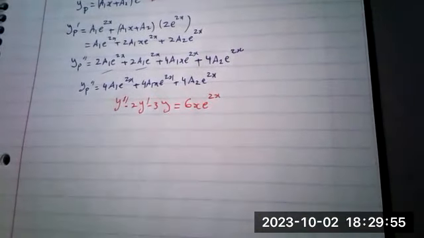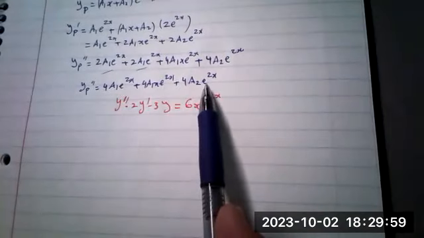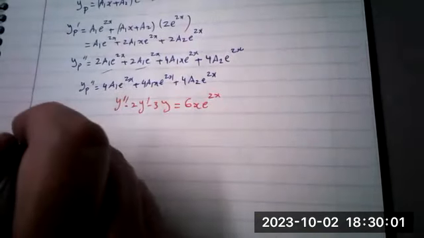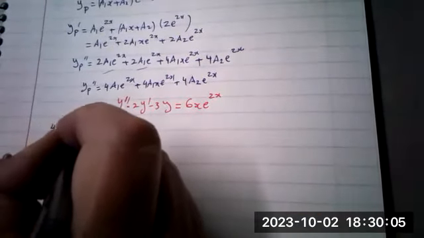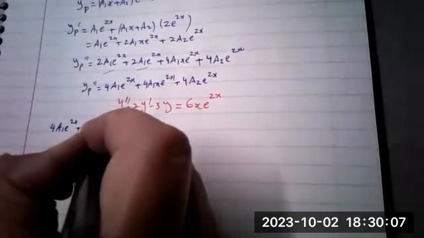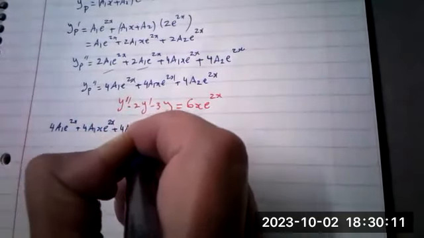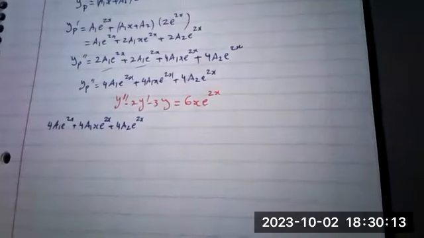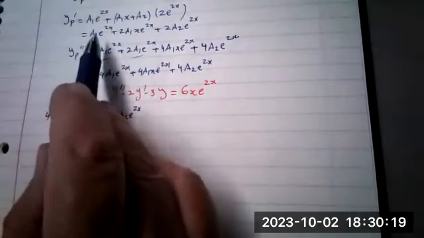Now carefully substitute. This is y double prime. So that gives you 4a1 e to the 2x plus 4a1x e to the 2x plus 4a2 e to the 2x. That's y double prime. Minus 2 times y prime. That's your y prime.